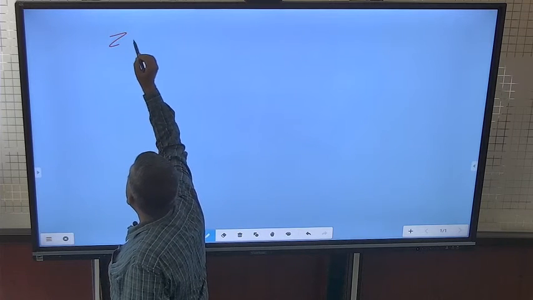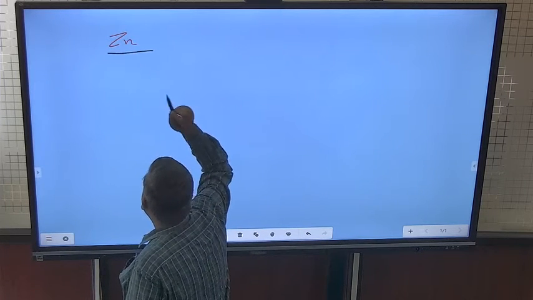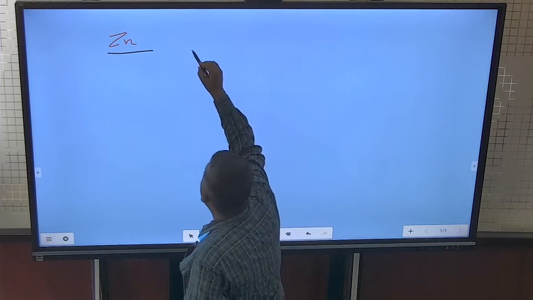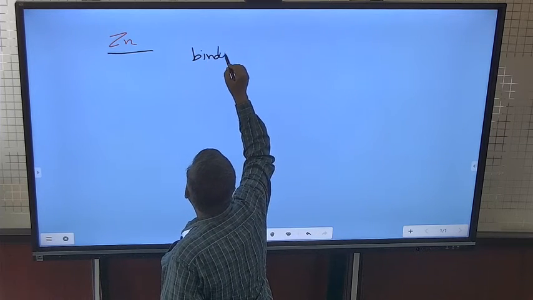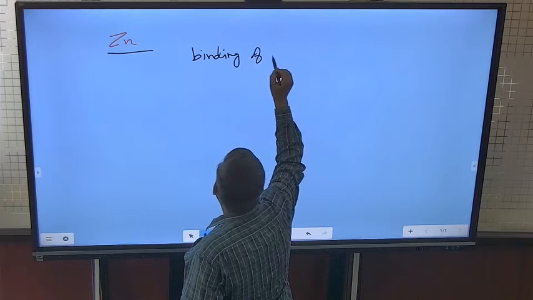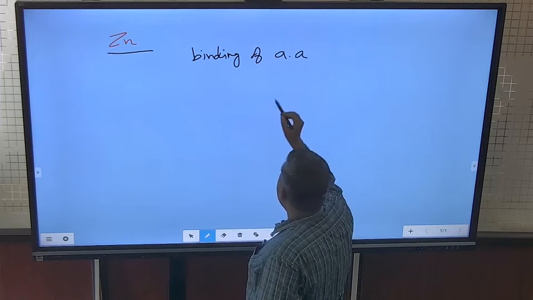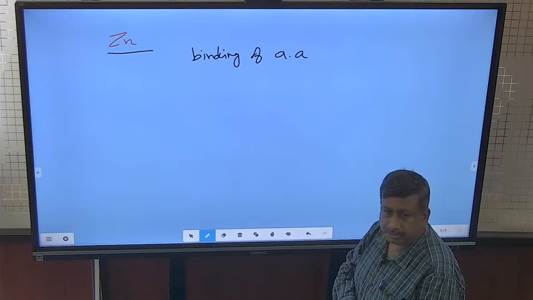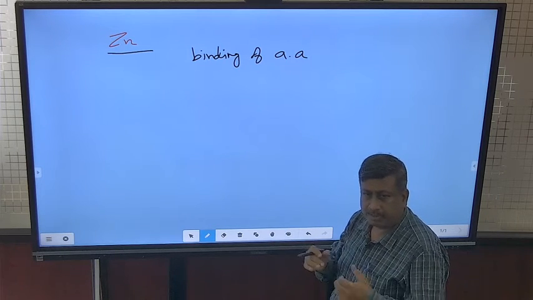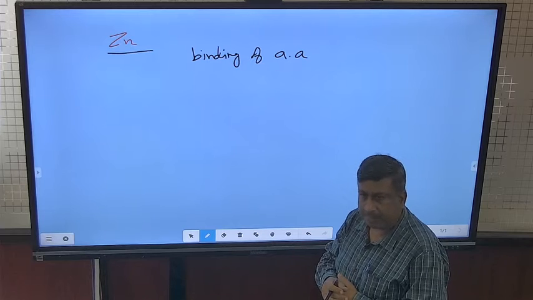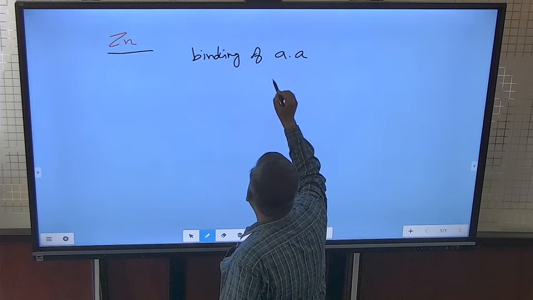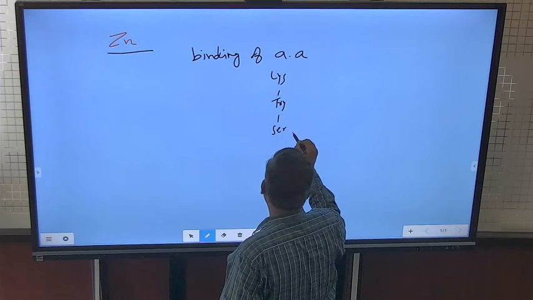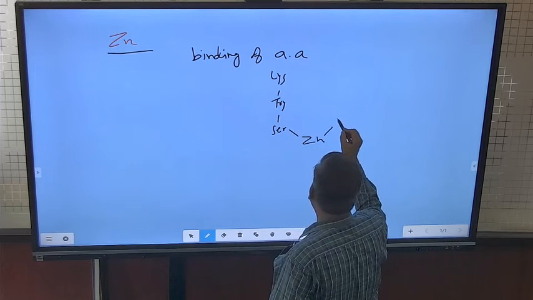Then zinc. Zinc plays a very important role in binding of amino acids, and some amino acids are bound by zinc. So, zinc is responsible for binding or making a chain of amino acids. Suppose this is lysine, this is tryptophan, suppose this is serine, then zinc binds in this manner.